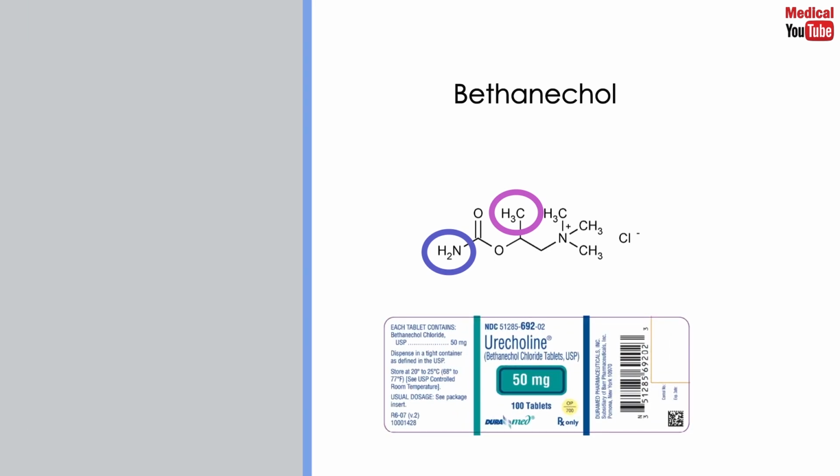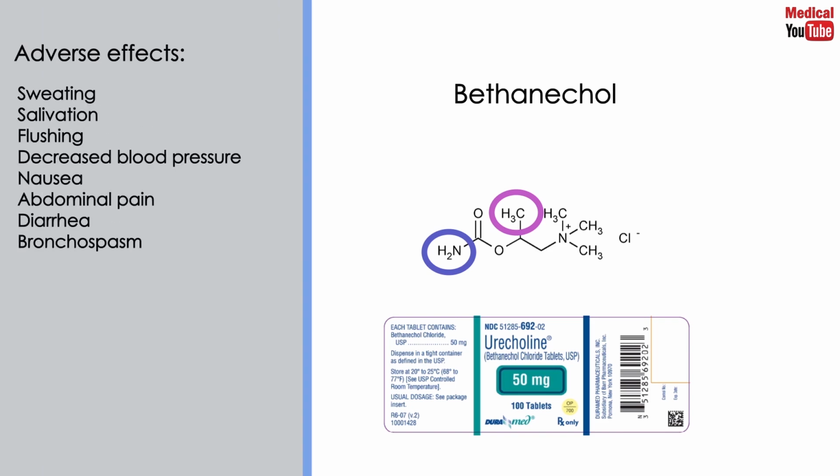But it causes some adverse effects because of its generalized cholinergic stimulation. These include sweating, salivation, flushing, decreased blood pressure, nausea, abdominal pain, diarrhea, and bronchospasm. Atropine sulfate may be administered to overcome severe cardiovascular or bronchoconstrictor responses to bethanechol.